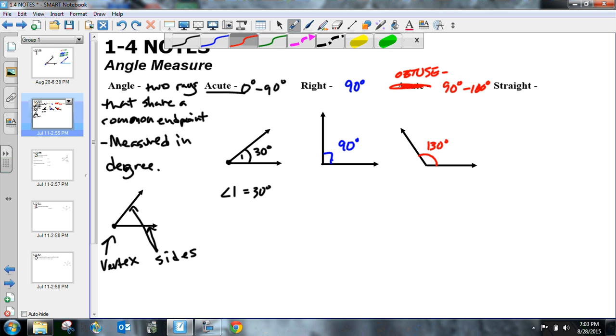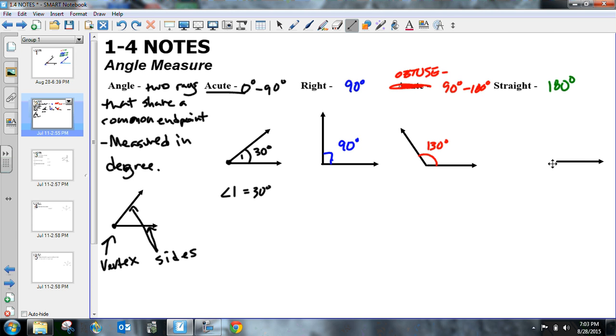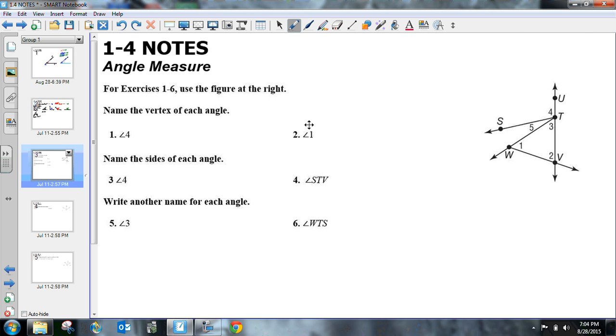Then we have a straight angle, and a straight angle is also another very important angle. That's an angle that measures 180 degrees. If I draw a straight angle, these are actually two opposite rays, and they share a common endpoint. If you have a line that goes straight across, you can actually measure that angle, and that's 180 degrees. Folks, we are going to be looking for this a lot.